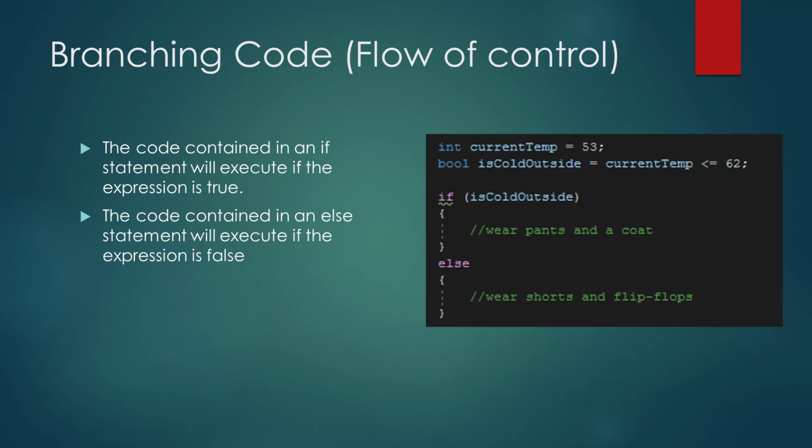If statements allow you to branch the flow of control of your application to execute some code and skip other code based on the Boolean expression you provide. So while an if statement allows you to execute some code while the expression is true, you can add an else statement to the if statement, which will allow you to execute some code if the expression is false.